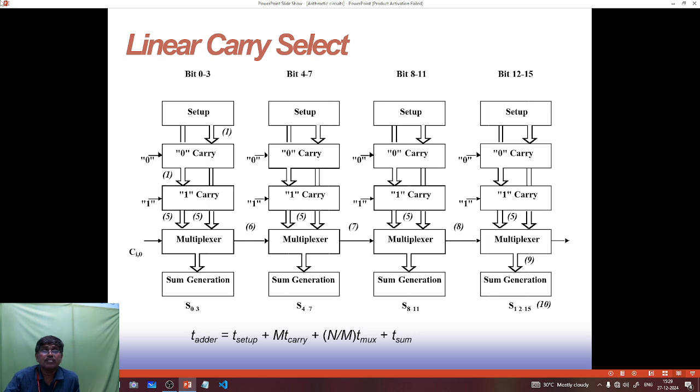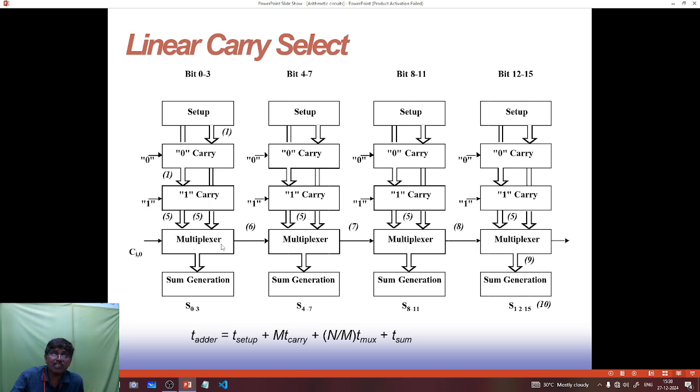So here it is the same as the 16 bit carry adder. Now here it is a 0 carry and it is a 1 carry. Here it is a multiplexer and sum generation. So sum generation is 0 to 3, here it is 4 to 7, here 8 to 11, here 12 to 15. So here the first setup is equal to 1. What happens when the carry input is equal to 0? The carry is equal to 0. If there is carry, it will go to the next block. Suppose it is 1, it will enter the next carry.